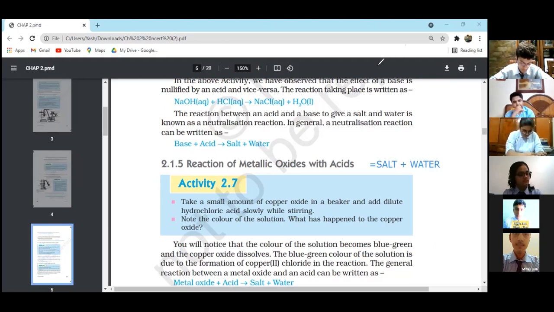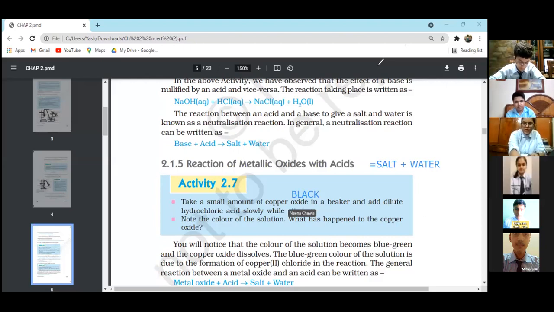Blue? Navy blue? Green? No, copper oxide. What was the color of copper oxide? It was black, beta. We learned in the oxidation reduction chapter that copper oxide is black in color. And when this salt forms, it will be bluish green in color.